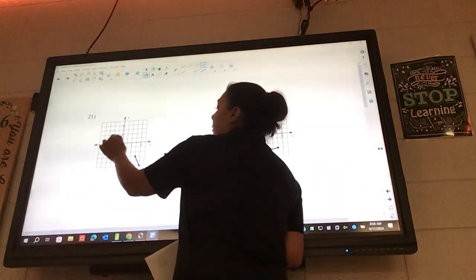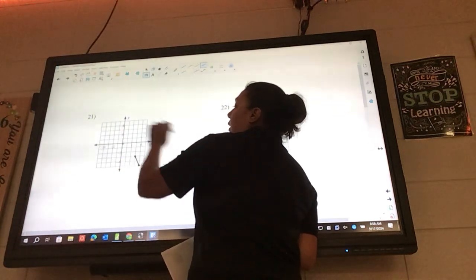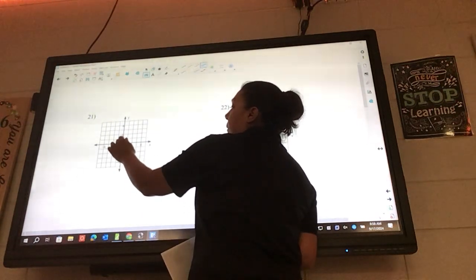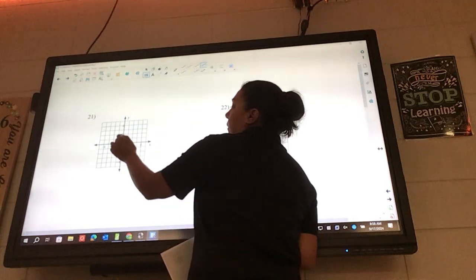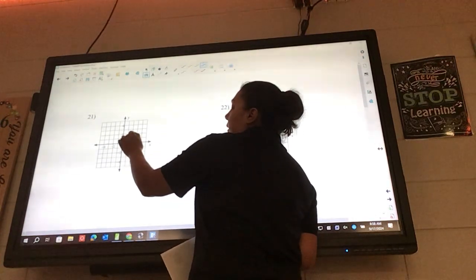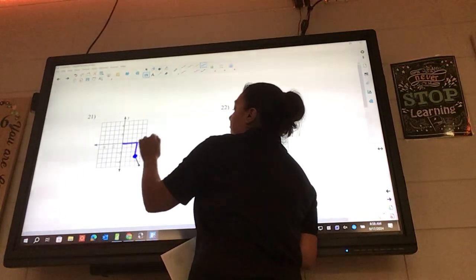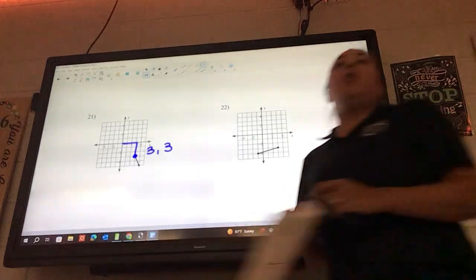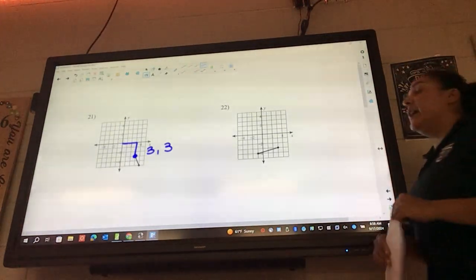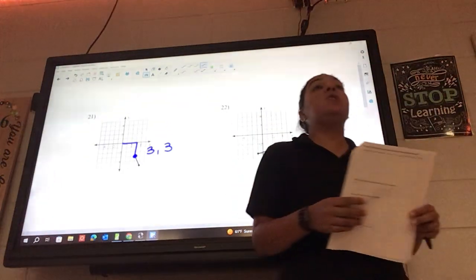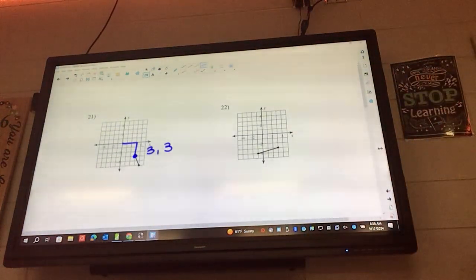So we start at 0, 0. We go left and right first and then up or down. How many am I going to have to go left or right? Right 3, and then down 3. So right 3, down 3. When do I know I need a negative? If you go down or left. Down or left needs a negative. If you don't remember that, please write a little note on your paper so you remember.